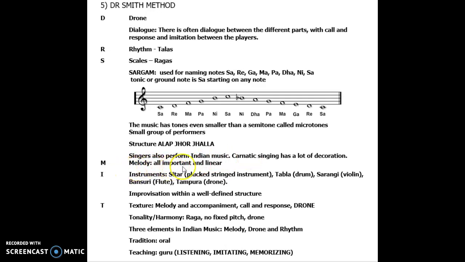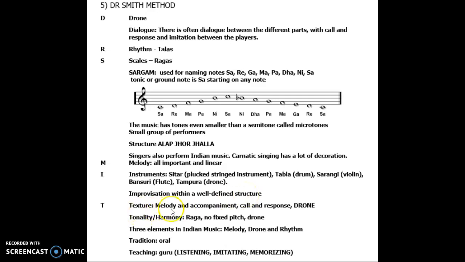Melody is all important and it's linear. So harmony is not existing. Harmony is not important. The melody is all important. The instruments that you have to know are the sitar, the tabla, the sarangi, the bansuri, the tampura. The improvisation within a well-defined structure. So they improvise, but it's got a very good structure.